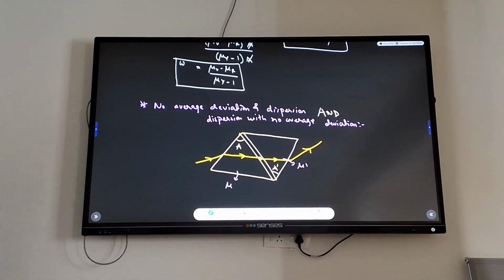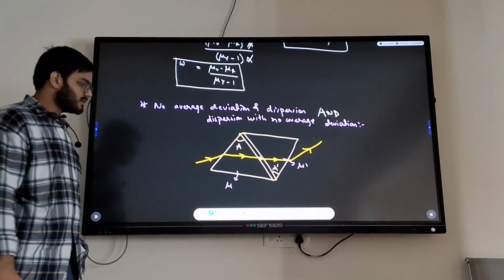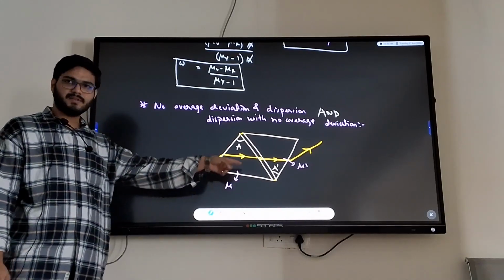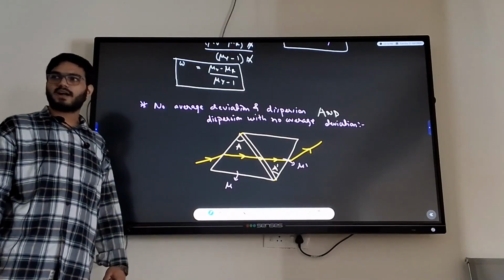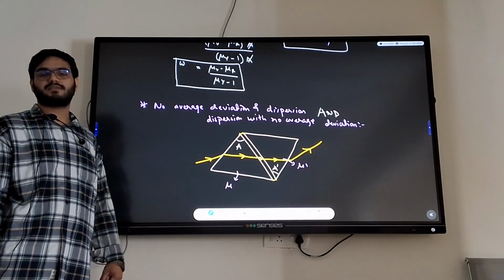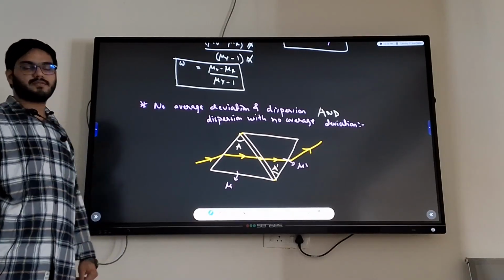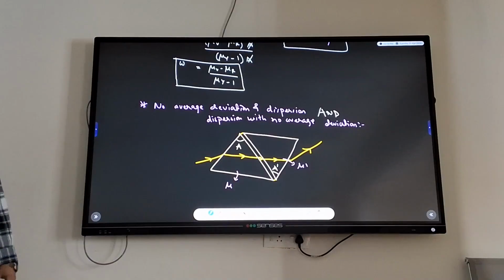Is there any problem with this? If you actually check, then there are two deviations that are occurring. A deviation due to the first prism, then there is a deviation due to the second prism. What do you think? Should I add the deviations or should I subtract the deviations? Think very carefully. Why subtract? In different directions. They're deviating the light in different directions.